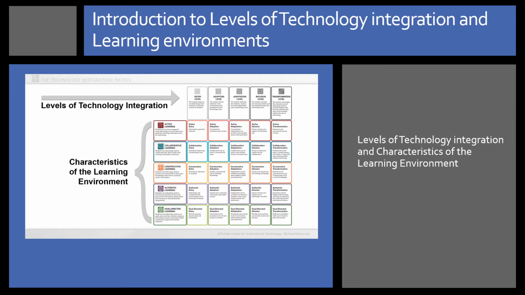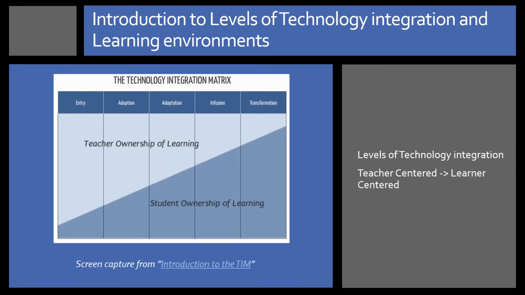This is the matrix. You'll notice 2 domains. Along the top, you have levels of technology integration, and on the left-hand column, you'll see characteristics of learning environment. Let's look at the levels of technology integration. You'll see a progression from left to right. You'll see a continuum where teacher ownership of learning shifts over to student ownership of learning. Each move along that continuum shows that students start taking a little bit more control and make more decisions.